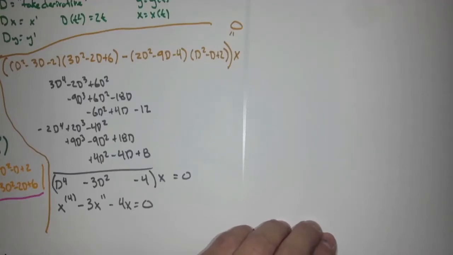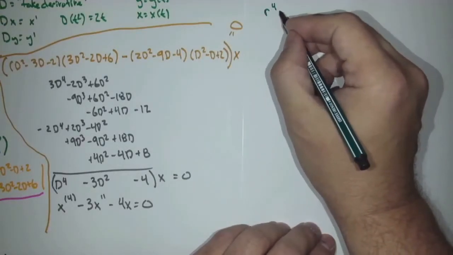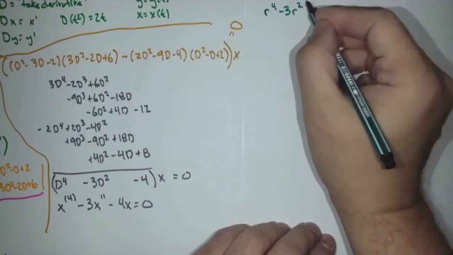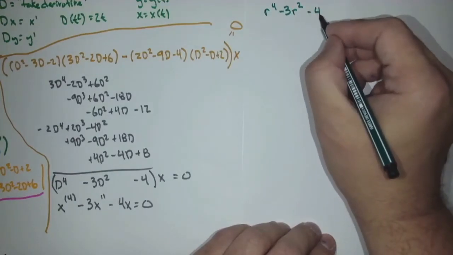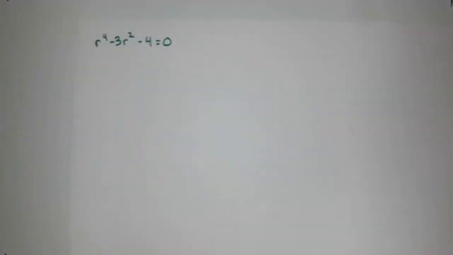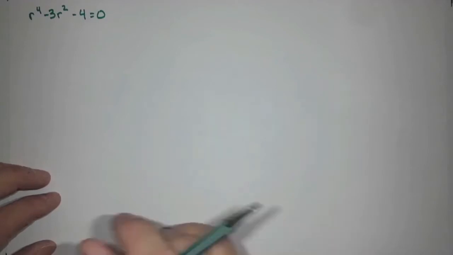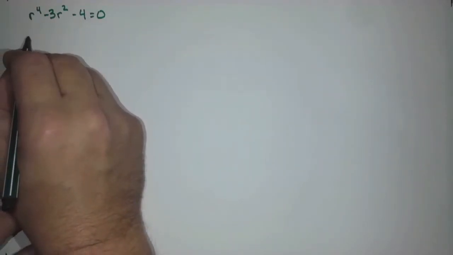Characteristic polynomial. We've got to go to our r's. So, what's the polynomial here? R to the fourth minus 3r squared minus 4 equals 0. Okay, so we're going to put this to the side. We'll come back to it. All right, so we need to solve for the roots. Well, does this factor? Yeah.